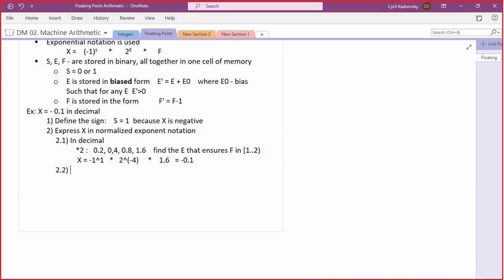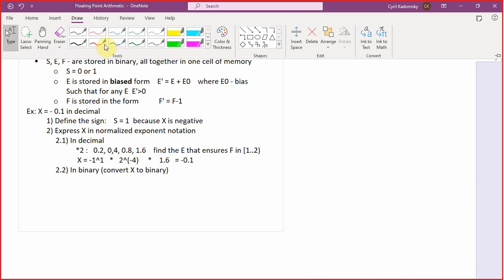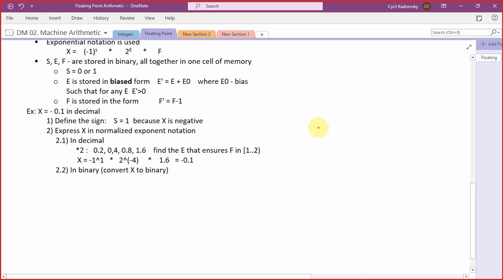Do the same in binary. For this we need to convert our number to binary, and then look at what it means for the value to be normalized. Okay, let's see. To do that it's easy to do it by drawing. I do it right here to the side.